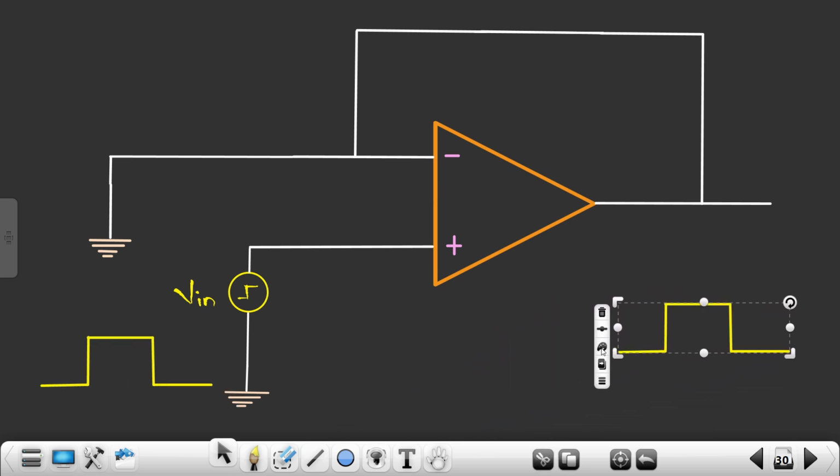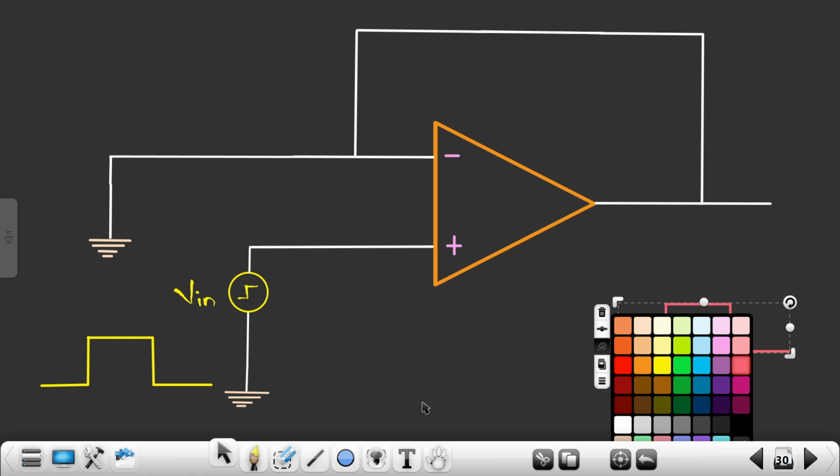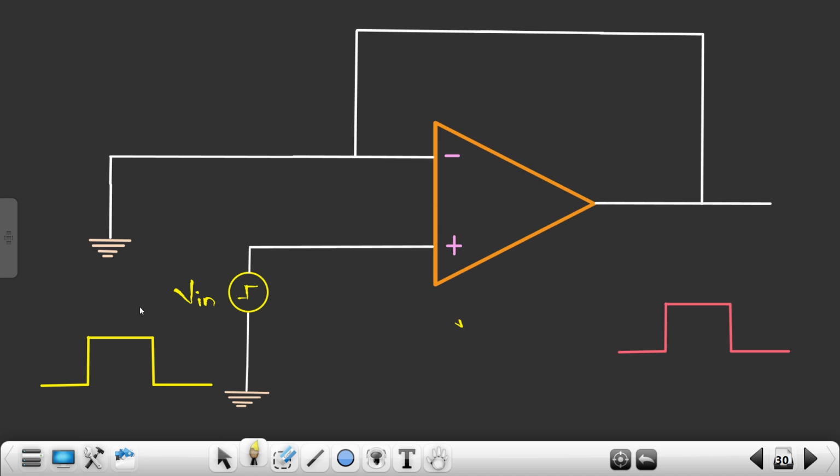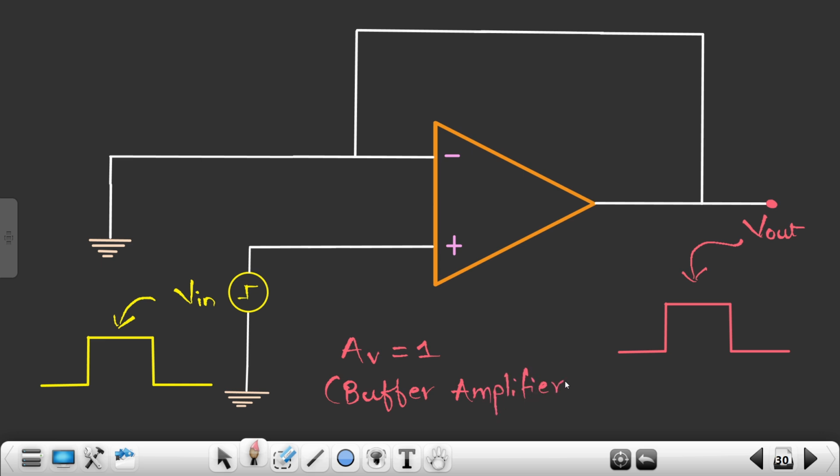So the output signal will be the same, right? The same kind of output signal will be represented over here. This is my input signal, and at the output side I'll get this kind of signal. This is V out. At the output side I should expect the same kind of signal, because we all know that for a buffer amplifier the overall gain is 1. So we are expecting this kind of signal at the output of the buffer amplifier.